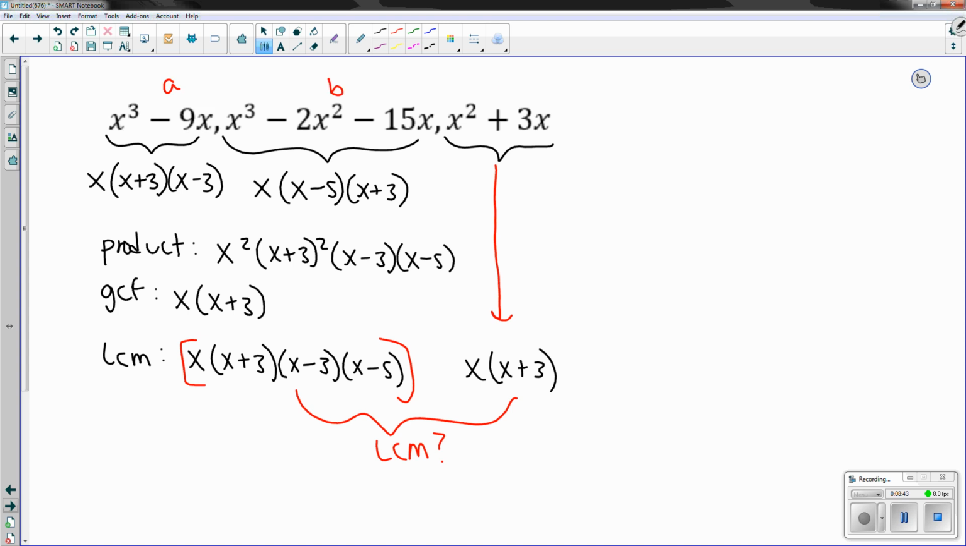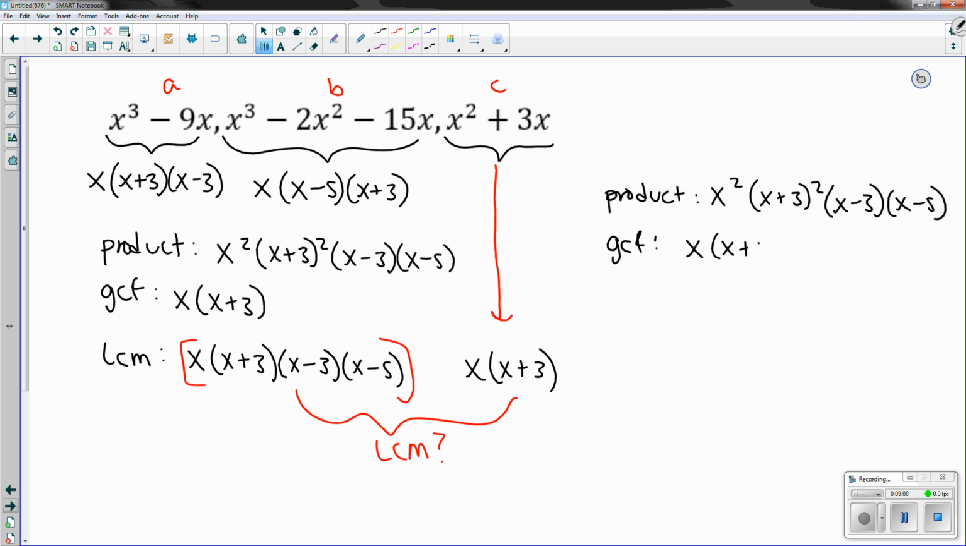Think of this being my A, my B, and my C. So how do we do that? Well, once again, we find the product. And when we multiply them, x squared, (x plus 3) squared, (x minus 3), (x minus 5). The GCF is x, x plus 3. So same as the first one, it just so happens to be in this problem. So our LCM amongst all 3 would be, after some cancellations, x, x plus 3, x minus 3, x minus 5.